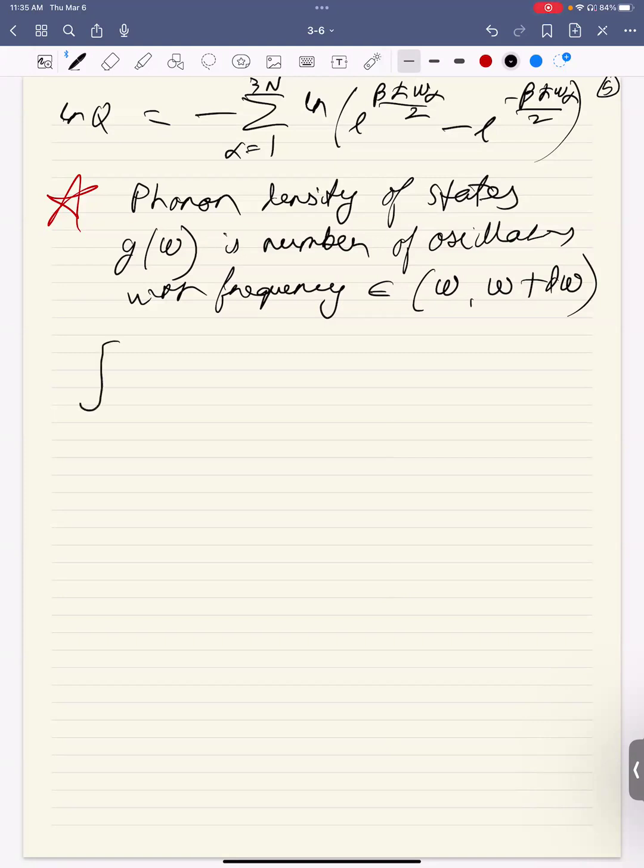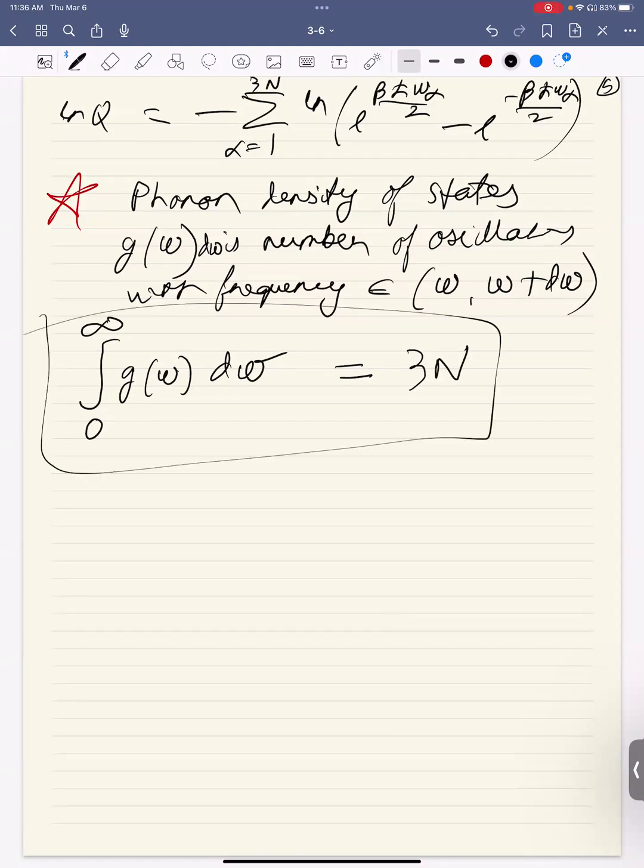What is the lowest value the frequency can take? Can the frequency be negative? Probably not. So 0 to infinity, G of omega d omega. And in fact, I made a mistake here. Technically speaking, G of omega multiplied by d omega is the number of oscillators, if you're really careful. So if you sum all of this up, how much should this be? 3n.